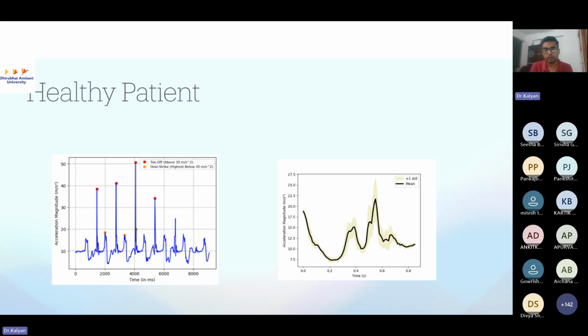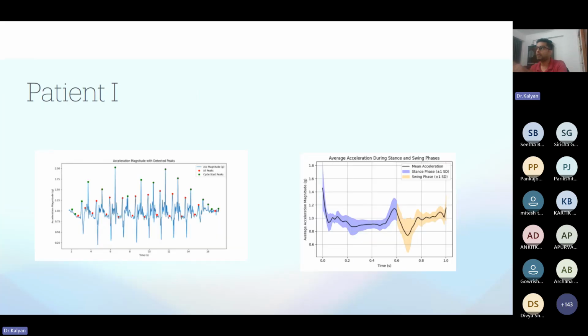So for this person, for that one walking session, there were, let's say, 7 or 8 gait cycles, and the average gait cycle duration was close to 0.9 seconds, plus or minus something. So it could go maximum to something, it could go minimum to something, and so the amplitude also varies. Minimum it started from somewhere around 7.5, but the pattern remained very similar. So this curve that you see was for that specific patient.